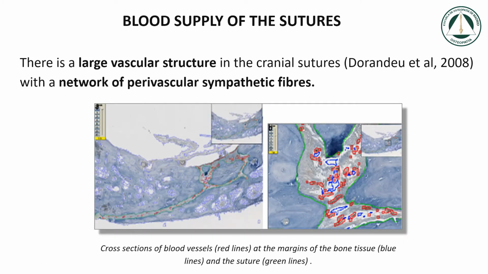Blood supply of the sutures. Durandou et al., in 2008, demonstrated the presence of a large vascular structure within the cranial sutures, with its network of paravascular orthosympathetic fibers. The pictures on the right show cross-sections of blood vessels, red lines, at the margins of the bone tissue, blue lines, and the suture, green lines.